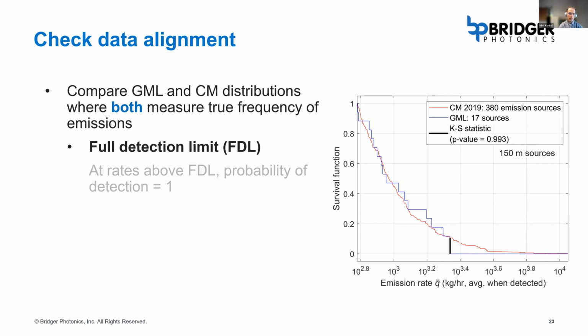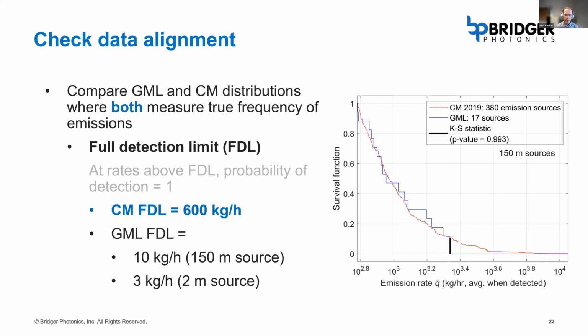We choose that threshold, which we can set more or less arbitrarily as an input to the analysis, and it is called the full detection limit. So at rates above the full detection limit, we're saying that the probability of detection is 1, and below that, it starts to degrade at some point. So we've set that at 600 kilograms per hour for Carbon Mapper, and for GML, it's much lower, as we'll see in some of the later plots. But in this one, you can see that the survival function starts at 10 to the 2.8, which is 600.